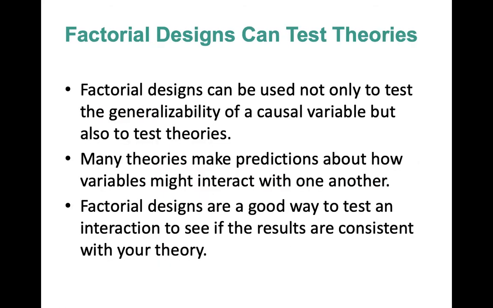All right. Why else do researchers use factorial designs? It's to test theories. So it's not just about the generalizability of a causal variable for external validity purposes, but rather to test theories. Many theories make predictions about how variables might interact with one another, and factorial designs are a good way to test an interaction to see if the results are consistent with your theory. According to certain psychological theories, there are boundary conditions. We expect the phenomena to happen under one set of conditions, but not another. So it's a way to test those theories.